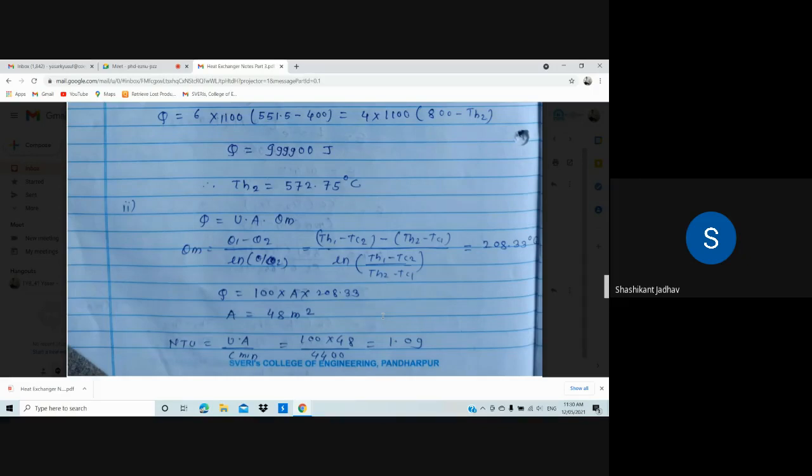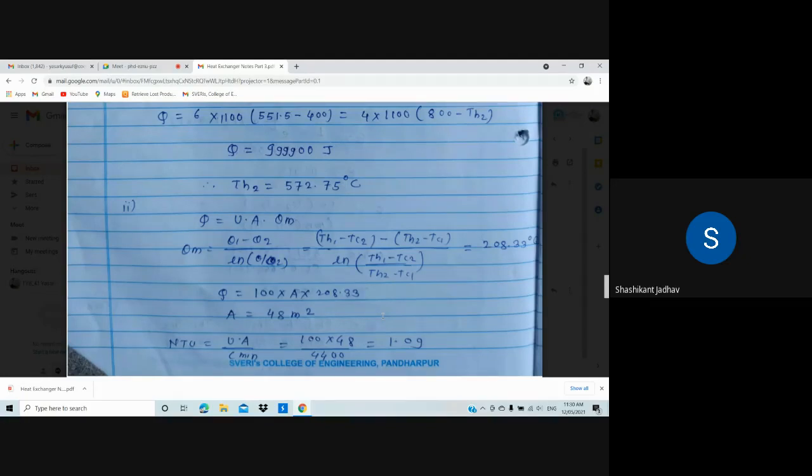Okay, so we get the value of area as 48 meter square. As we know, NTU is nothing but U into A divided by C minimum. So first of all, you calculate the value of C minimum.